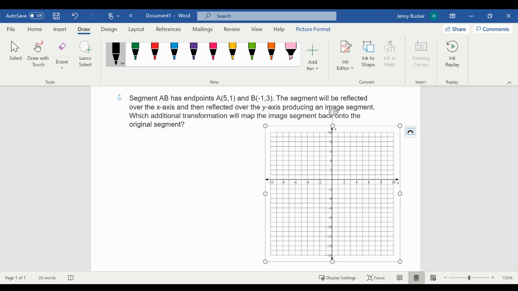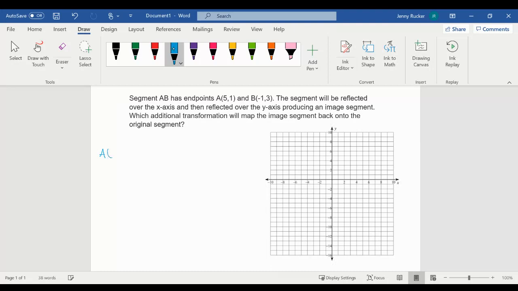For this problem, we are told that segment AB has endpoints A (5, 1) and B (-1, 3). We're going to reflect over the x-axis and then over the y-axis, and then we're going to have to decide what additional transformation will map that final image segment back onto the original segment. We could look at this graphically, or we could look at it using our function rules.